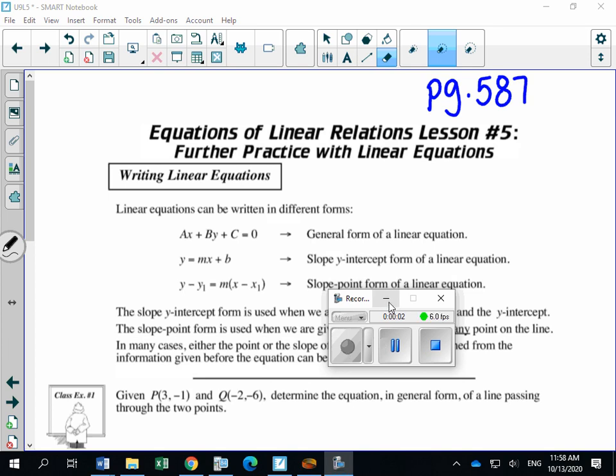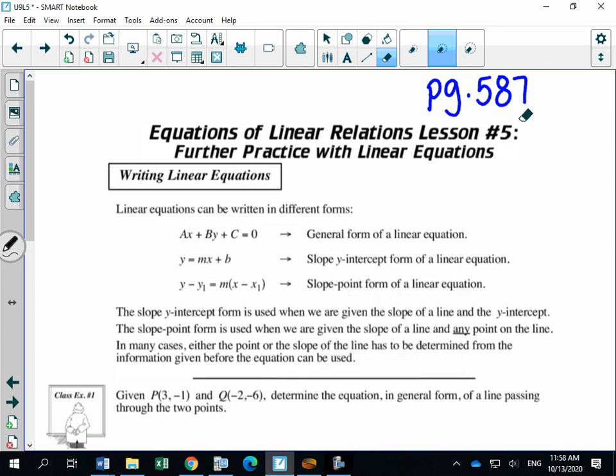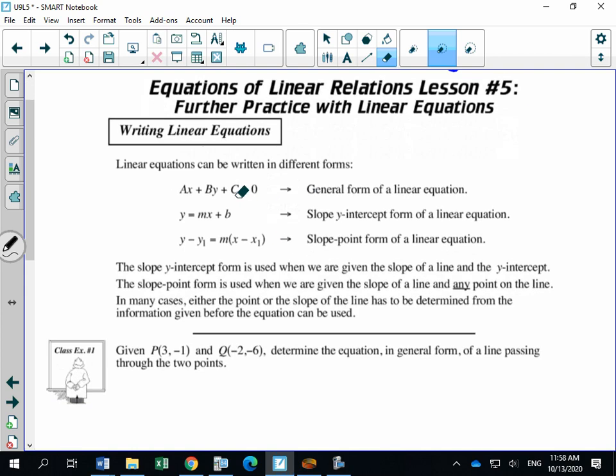Okay, so this video is going to be on lesson 5, which is on page 587. And here are the 3 equations that we've all been given. So we've got the general, we've got the slope y-intercept, and then we've got the equation that we did last week, which is slope point form. So star these 3. There are only 3 and no more.